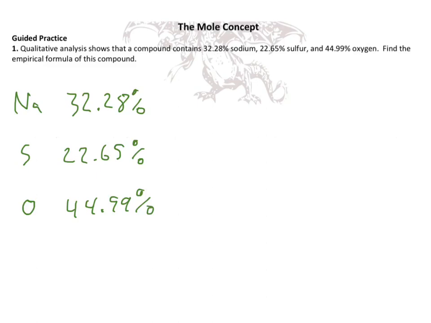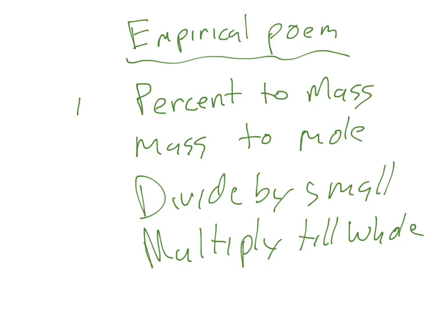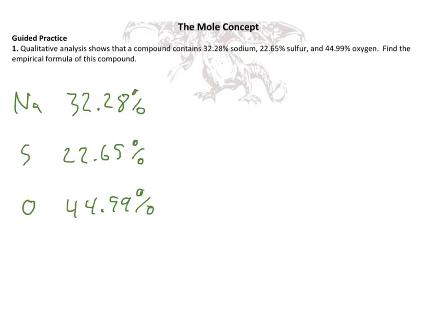And so the poem says percent to mass. That's the first thing we want to do. What that means is we're going to take the percentage and just change it to grams. That's literally what you do. The reason we do that is because, like in the notes, we assume we have 100 grams. If we had 100 grams and 32.28% of it was sodium, that means we would have 32.28 grams of sodium. So because we assume 100 grams, we can just take the percentage and turn it to grams. So first step, percent to mass: literally just take the percentage, make it grams.